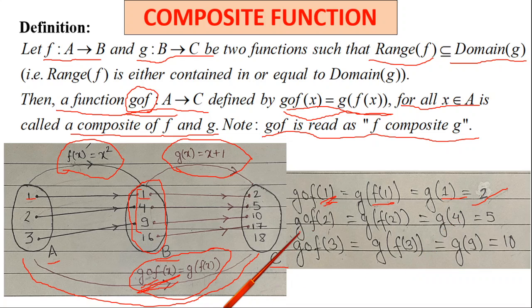F composite g of 2 will be g of f of 2, and here f of 2 is 4. So we get g of 4, and g of 4 is 5. So we get 5. Then f composite g of 3 would be equal to g of f of 3, and f of 3 is 9. So g of 9 will be 10.